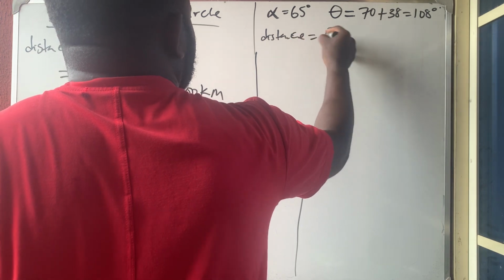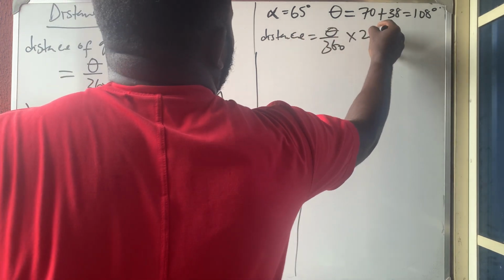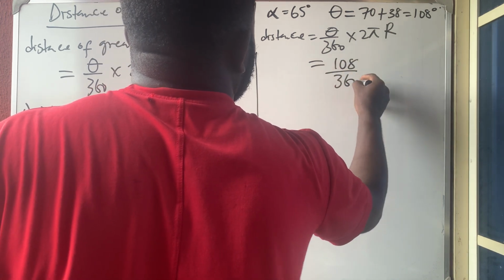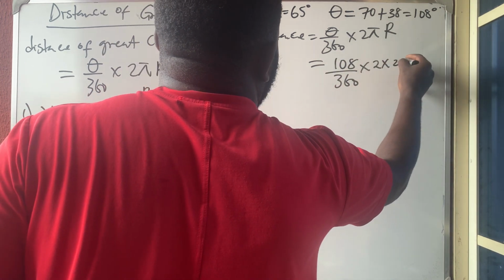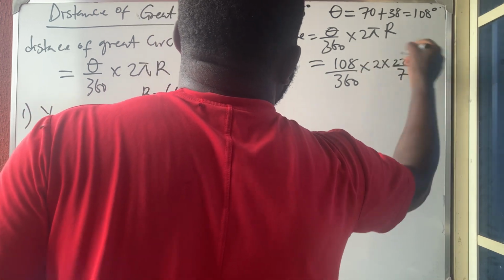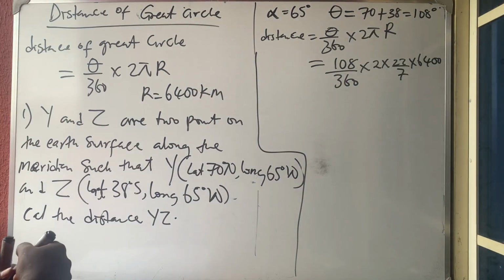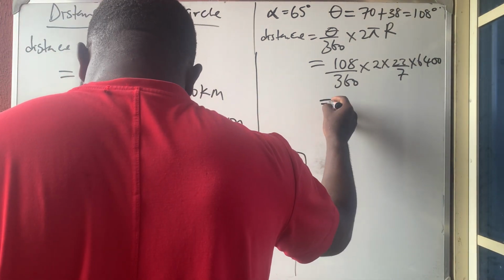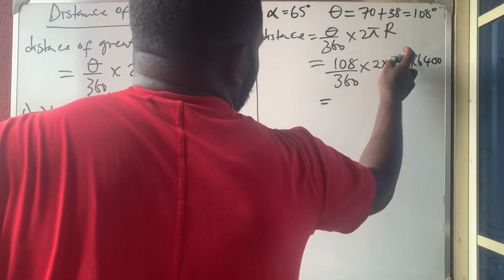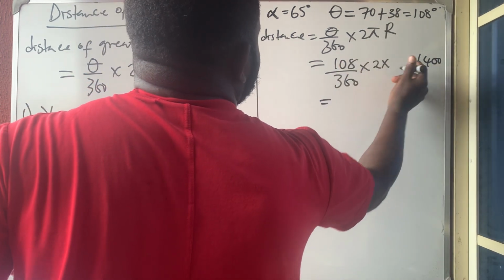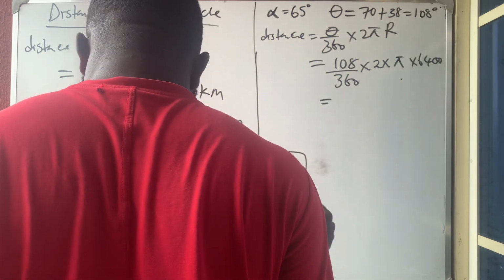Then to get your distance is simply theta over 360 times 2 pi big R, which is 108 over 360 times 2 times, we can use 22 over 7 or 3.142, times 6,400. Please don't forget that your R is 6,400. So if you do that, you are going to get the distance. It depends, you can use pi, anyone you like. Let me put my answer in terms of pi, but anyone you like is still correct.